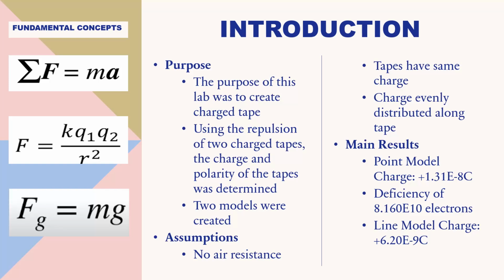The results were that the point model charge was 1.31 e to the negative 8 coulombs, and that there was a deficiency of 8.16 E10 electrons on the tape. And using the line model, we got a different charge of 6.20 e to the negative 9 coulombs.